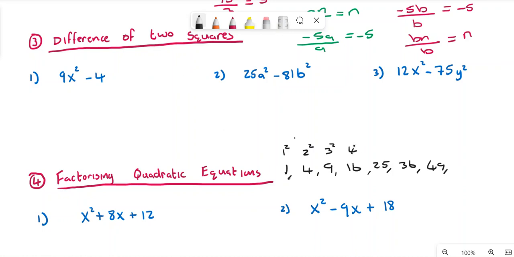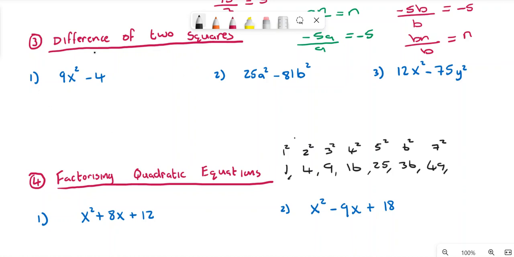This is 4 to the power of 2, so 4 by 4 gives me 16. This is 5 to the power of 2, 5 fives gives me 25. This is 6 to the power of 2, 6 sixes are 36. And then this is 7 to the power of 2, so 7 sevens are 49. So these are what are known as square numbers.